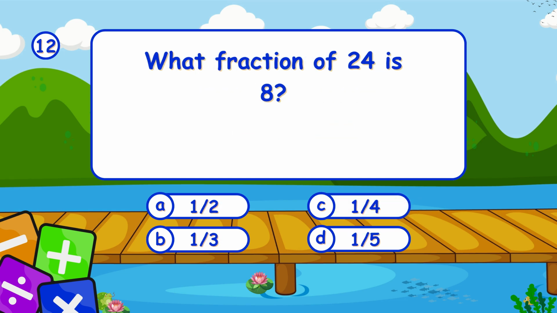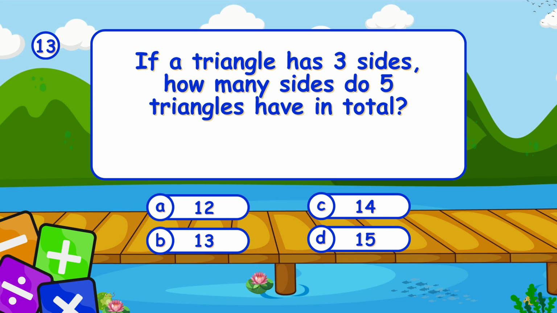What fraction of 24 is 8? It's B, 1/3. 8 out of 24 is 1/3. If a triangle has 3 sides, how many sides do 5 triangles have in total? It's D, 15. 5 triangles have 3 sides each, so 5 times 3 equals 15.